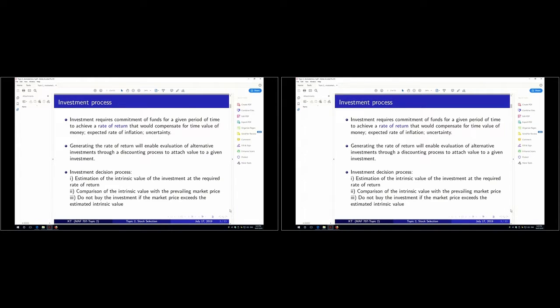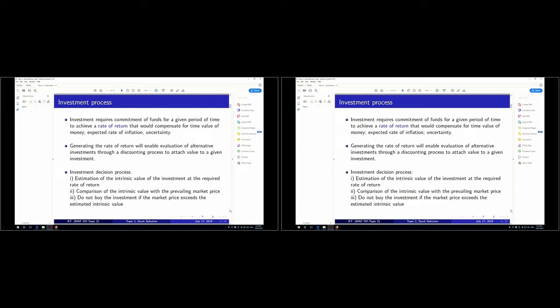As you know, in the last class we learned about the investment process. That process requires commitment of funds for a given period of time to achieve a rate of return. So that commitment of funds for a given period of time comes in the form of time value of money, that is the pure interest rate. And also we saw that we live in a world of inflation. The inflation premium is there. We account for that inflation premium. Then also uncertainty is present in all different types of investments. So we need to account for that as well. So these three components contribute to the return that we expect from an investment.